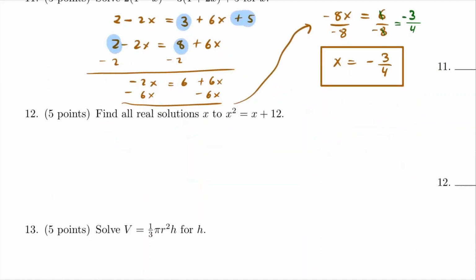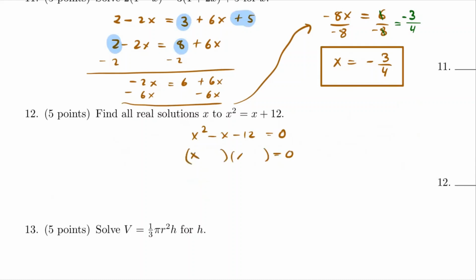Number 12, solving a quadratic. Let's move everything to one side, set it to 0. So we're going to move these to the left by subtracting them. So you'll have x squared minus x minus 12 equal to 0. And now you can either use quadratic formula, completing the square, or factor. So I'm going to go ahead and try to factor this.